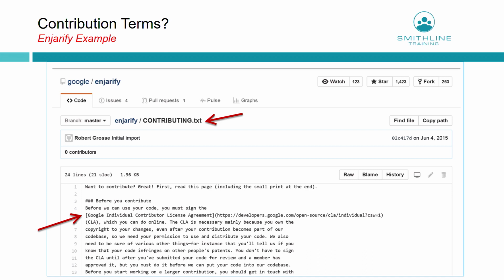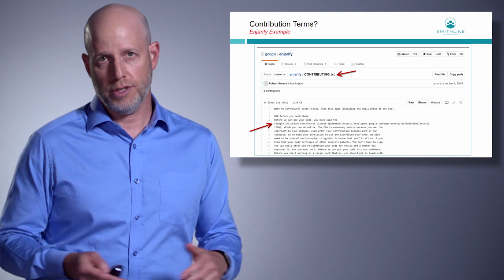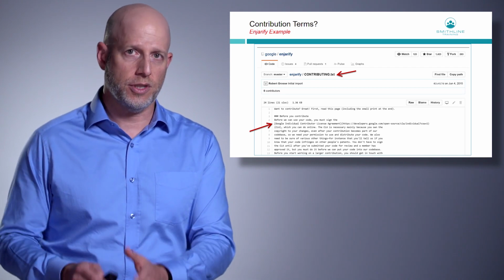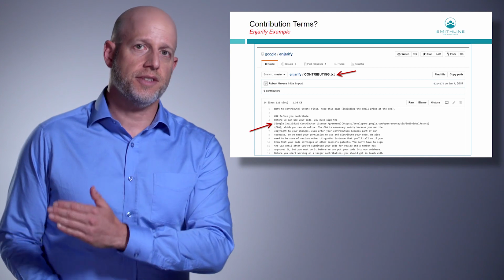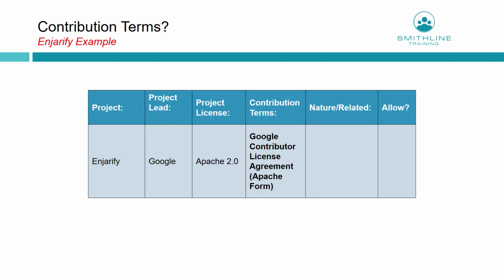Here, they note the Individual Contributor Agreement. Of course, as a company, you'd want to do that under the corporate agreement, but they're basically the same agreements, the individual and the corporate version. The only difference is that under the corporate version, there's a schedule where you list each of the engineers who would be able to make contributions to that project. So we know the contribution terms, and the contribution terms, again, are the Google Contributor License Agreement.